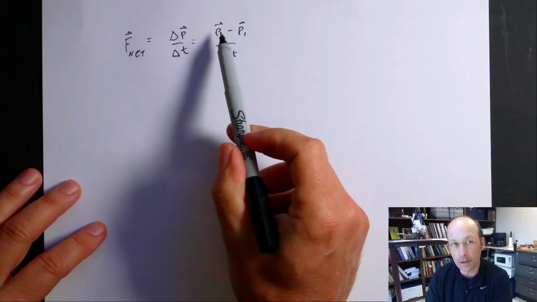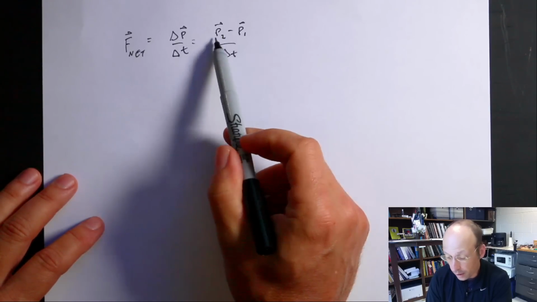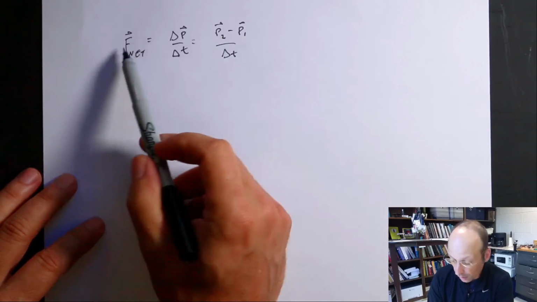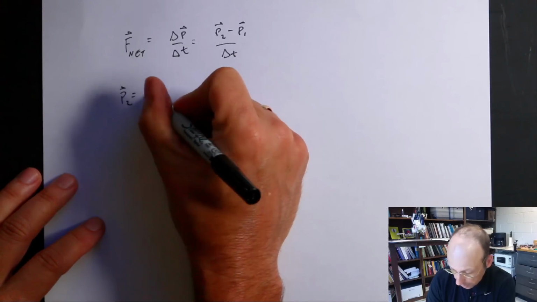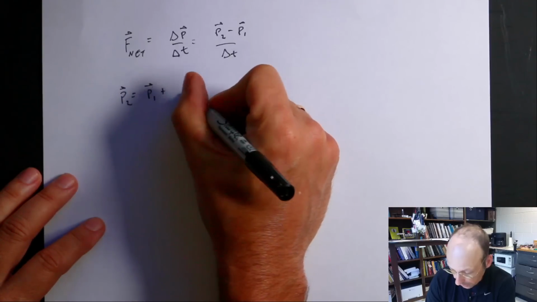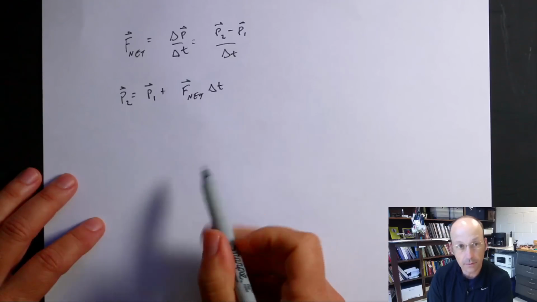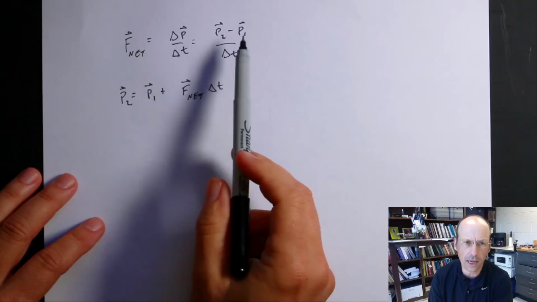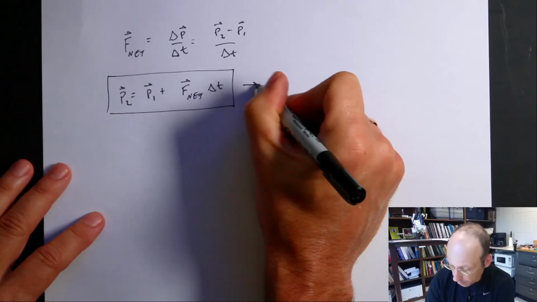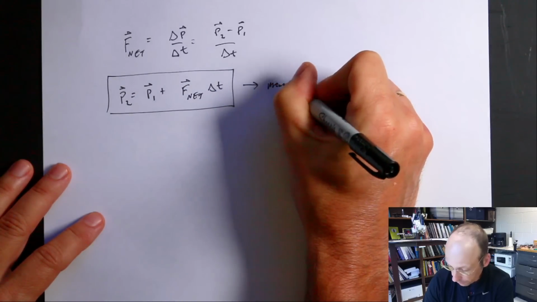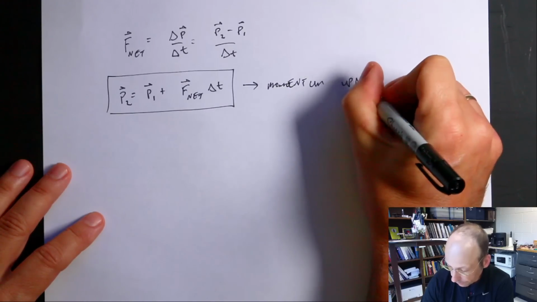So that says that the momentum at the end of the time interval is P2 and at the beginning is P1. If I solve this for P2, I get P2 equals P1 plus F net delta t. So I just multiply both sides by delta t, add P1 to both sides, and I get this. This is called the momentum update formula. I'm writing fast. Momentum update.